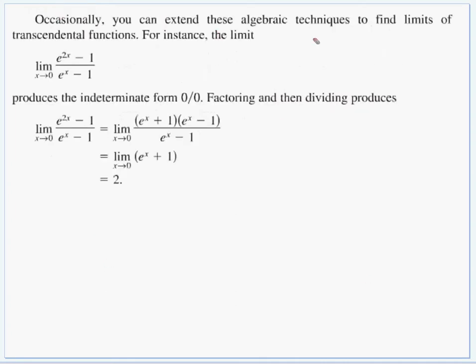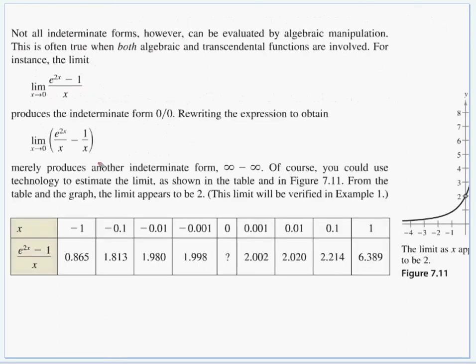Occasionally, we can extend these algebraic techniques to find the limit of transcendental functions. For instance, here at e to the 2x minus 1, the numerator can be factored into e to the x plus and minus 1. Denominator e to the x minus 1 will cancel, leaving just e to the x plus 1, and then direct substitution worked. So that happens from time to time, but the function has to be something that you could factor and cancel.